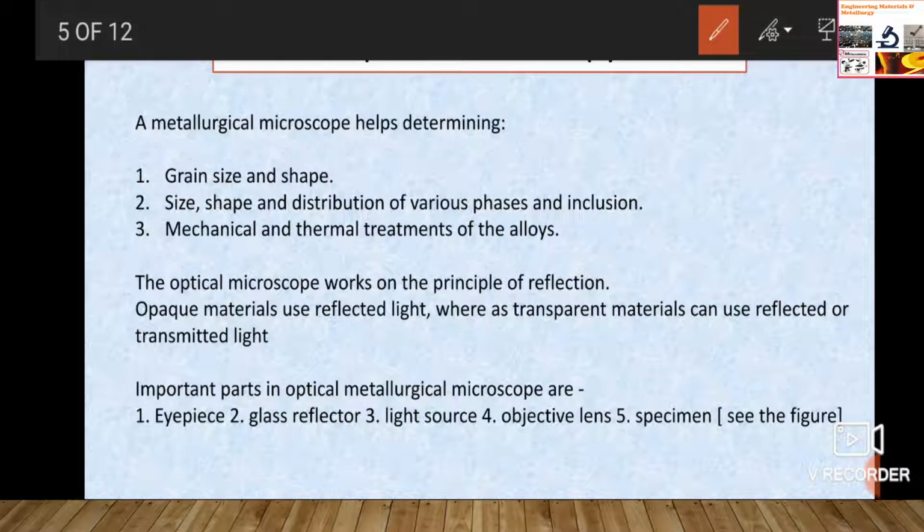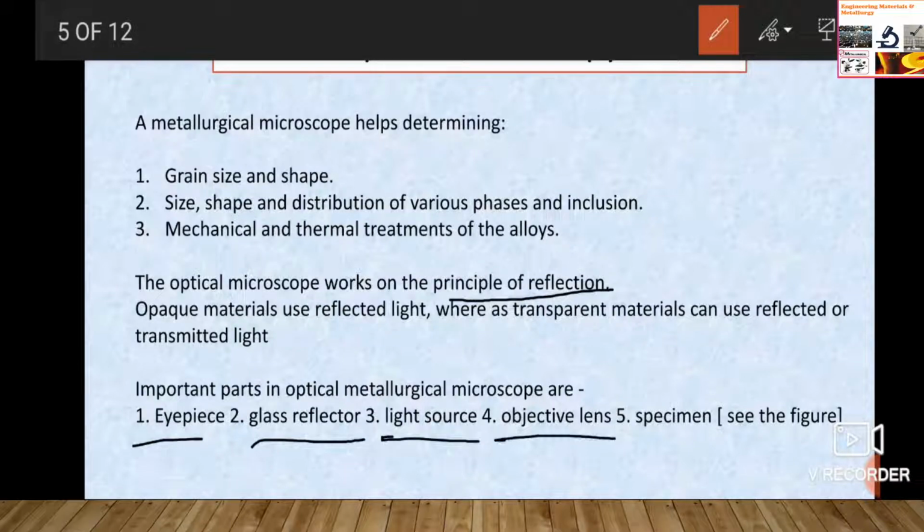The optical microscope works on the principle of the reflection. The opaque materials use reflected light, whereas transparent materials can use reflected or transmitted light. The important parts in optical metallurgical microscope are eyepiece, glass reflector, light source, objective lens, specimen. So let us see the figure.